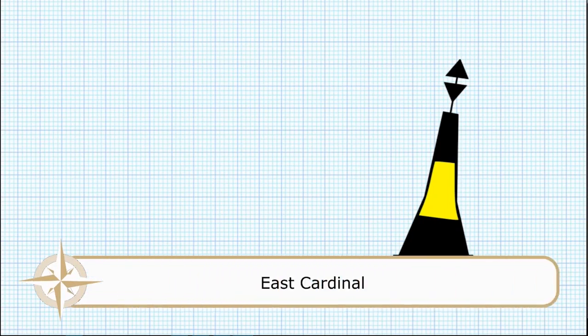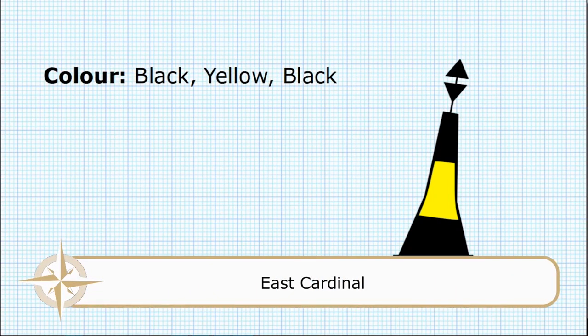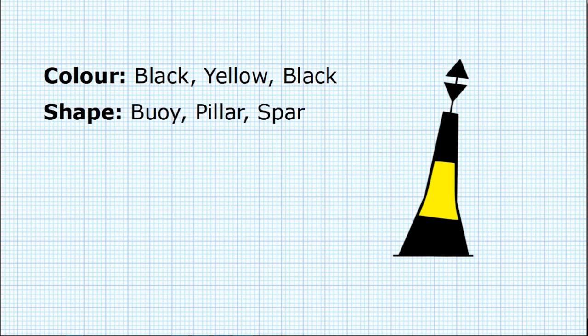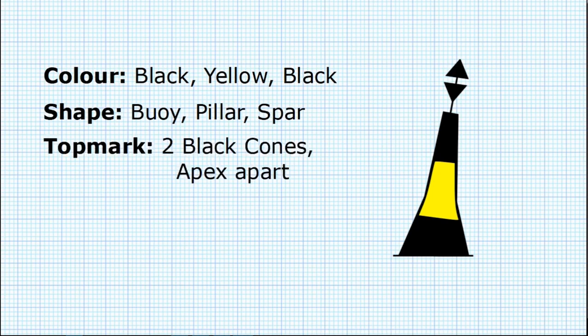Next, let's take a look at the east cardinal. The colour is black, yellow, black. Again, corresponding the top mark to the colours, the cones are pointing towards the black sections. Shape, buoy, pillar or spar, same with all cardinals, and the top mark, 2 black cones apex apart. Remember these are pointing towards the colours, but you can also remember the configuration by thinking of an egg. The 2 cones apex apart look a bit like an egg, egg for east.